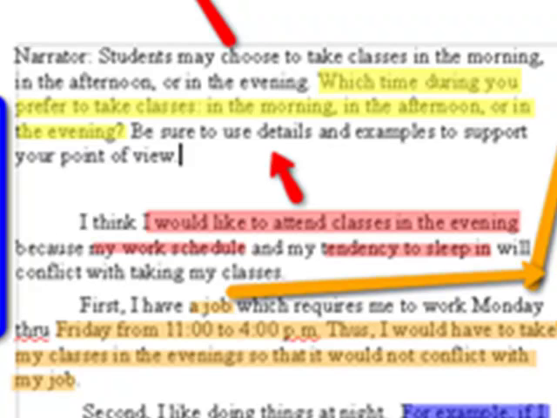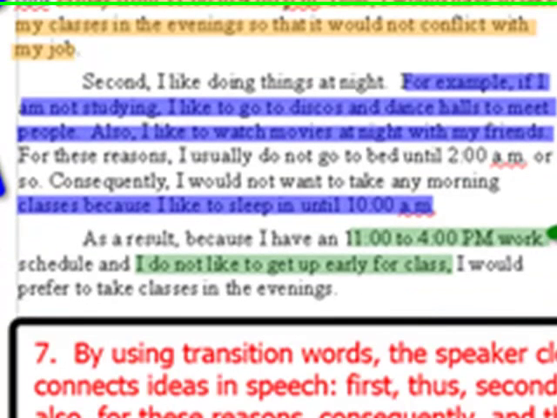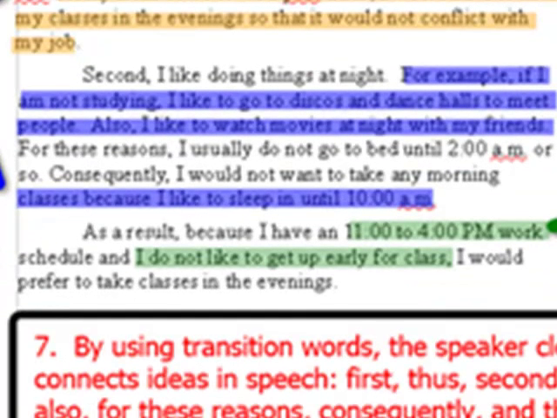I think I'd like to attend classes in the evening because my work schedule and my tendency to sleep in will conflict with taking my classes. First, I have a job which requires me to work Monday through Friday from 11 to 4 p.m. Thus, I would have to take my classes in the evening so it would not conflict with my job. Second, I like doing things at night.